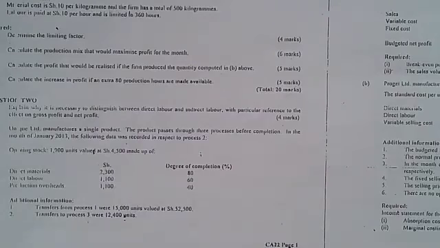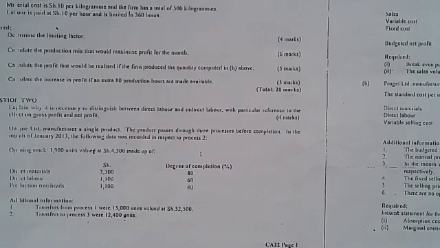It reads, Unique Limited manufactures a single product. The product passes through 3 processes before completion. In the month of January 2013, the following data was recorded in respect to process 2. Opening stock, 1,900 units valued at 4,500 Kenya shillings, made up of direct materials 2,300, degree of completion 80%, direct labor 1,100 shillings, degree of completion 60%, production overhead 1,100 shillings, degree of completion 40%.